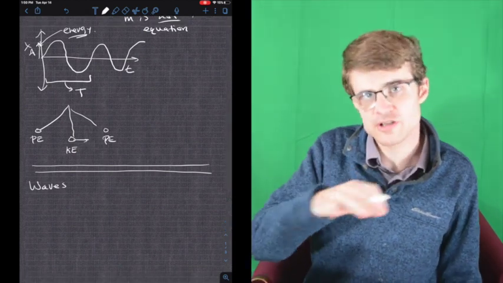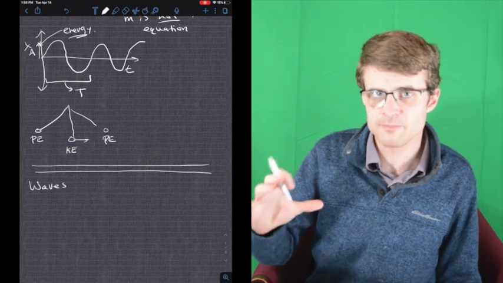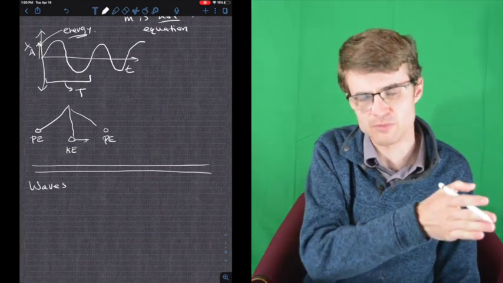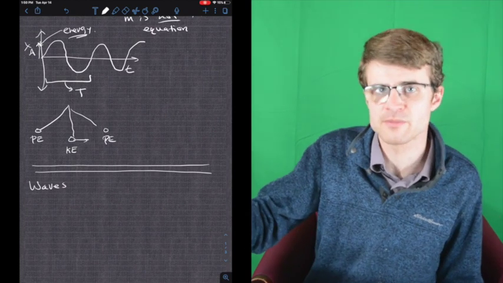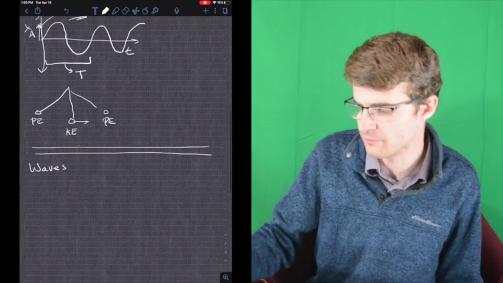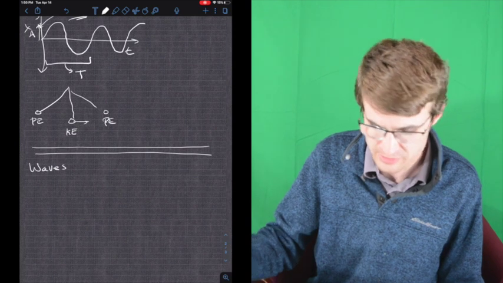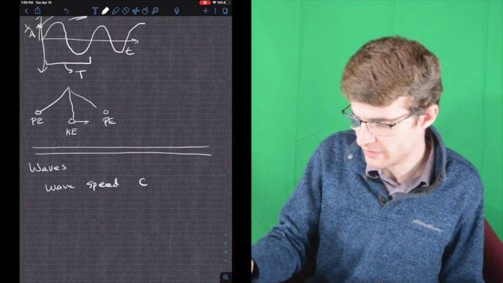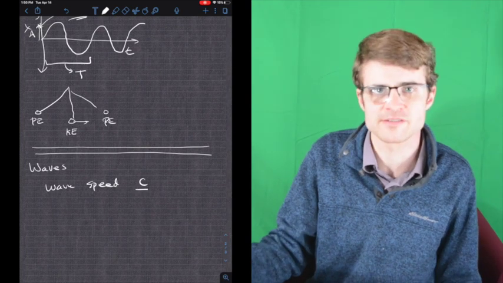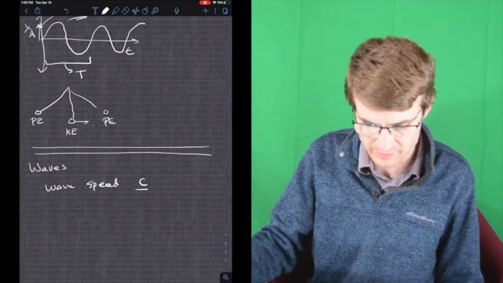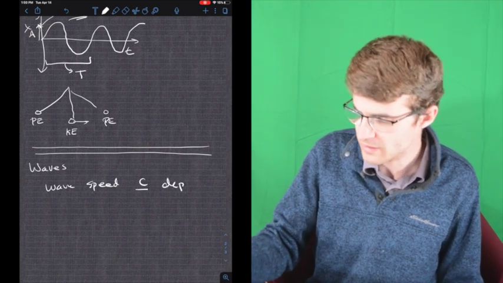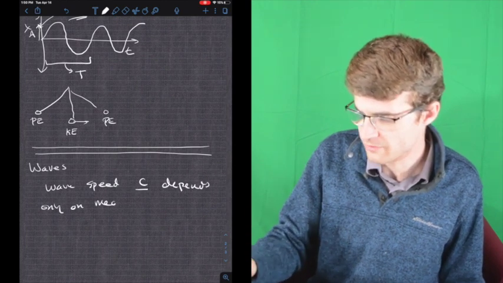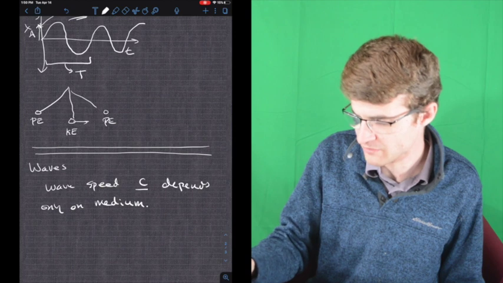So if I send a disturbance through a medium, a small one and a big one, the wave speed, the speed at which the disturbance will propagate through the medium, is independent of that. Both waves would travel at the same rate. So we say that the wave speed, and I'm going to call that c, kind of after the speed of light, but it could be any type of wave, depends only on the properties of the medium.